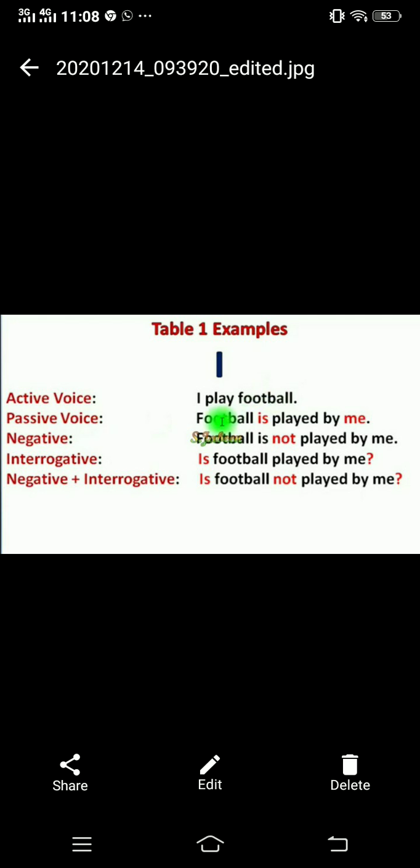After that, the third form of the verb, that is played, then by, and I will be changed into me, the objective case of I. Football in a negative sentence: football is not played by me. Is football played by me, or is football not played by me, according to the formula.